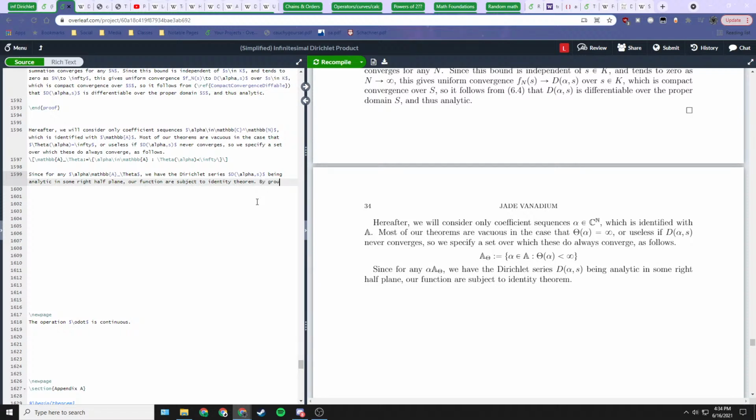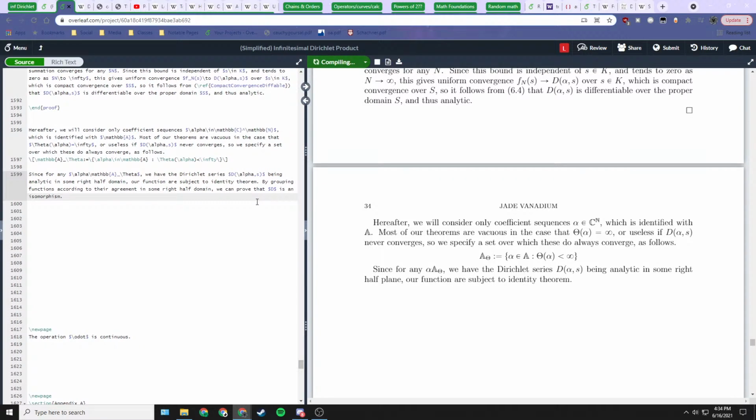And by grouping functions according to their agreement in some right half plane, we can prove that D is an isomorphism.